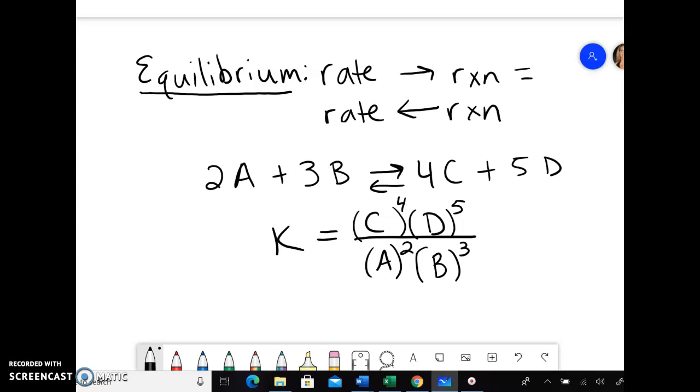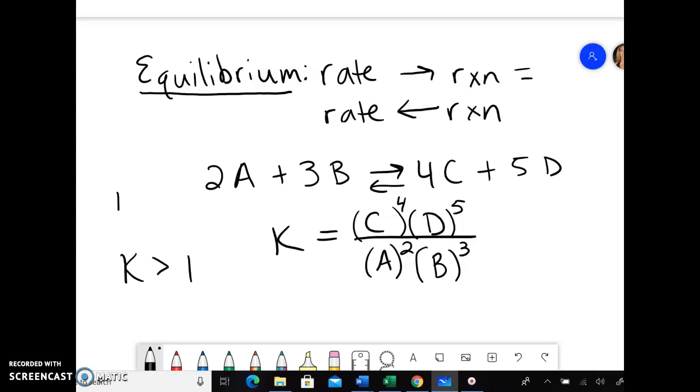Then they might give you numbers. So if they gave you, for example, the molarity of each one of these, you would put this in brackets. Brackets indicates concentration. If they gave you the pressures, you could plug them in. So they can give you various information about these, and you just plug them into this fraction, and then you're going to calculate K. And that will give you information about what's going on with the reaction.